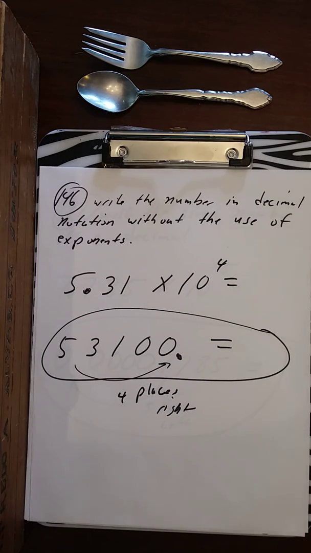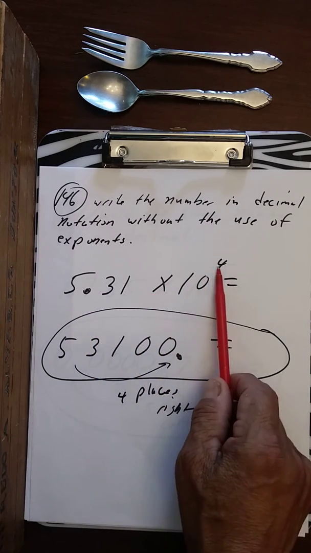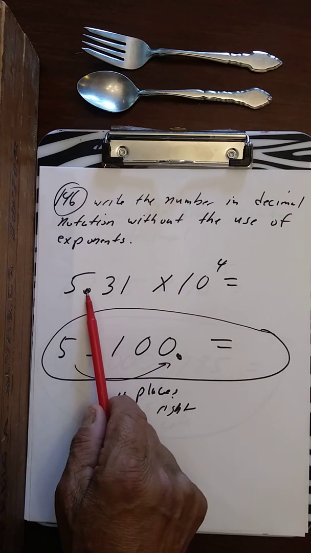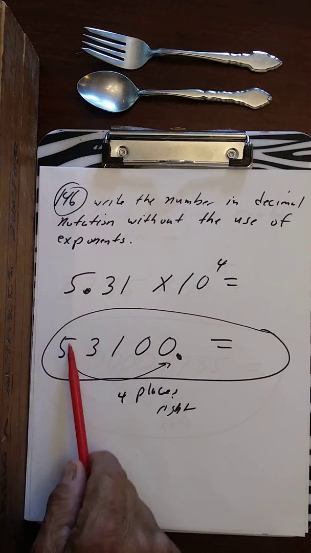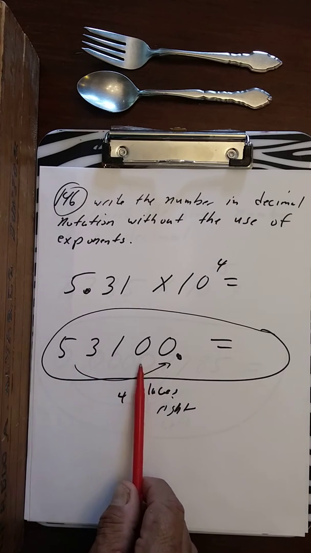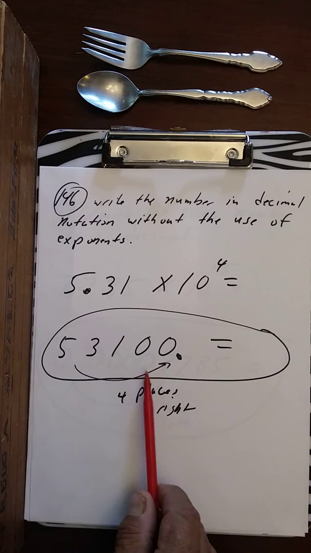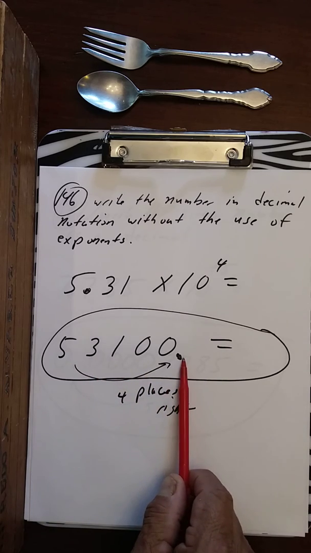Write the number in decimal notation without the use of exponents. 5.31 times 10 to the 4. 10 to the 4 means you're going to have to move this decimal over 4 times. So we're going to start right here. We're going to go how many times over? 1, 2, 3, 4. Do it again. 1, 2, 3, 4. Got it?